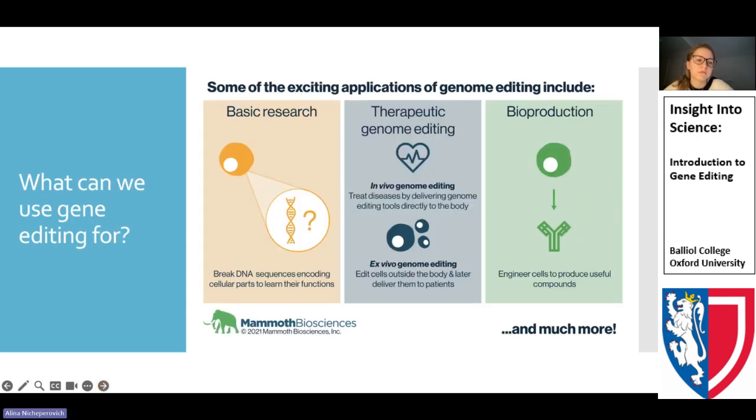And what can we use gene editing for? The applications are extremely vast, as some of you might probably know. It's a technology that has really reshaped the whole field of biomedical research in the last 10 years. But there are three major fields in which gene editing is being used a lot. First is basic research, where we alter DNA, for example, in certain cells or mice, in order to identify the function of a certain genomic region.